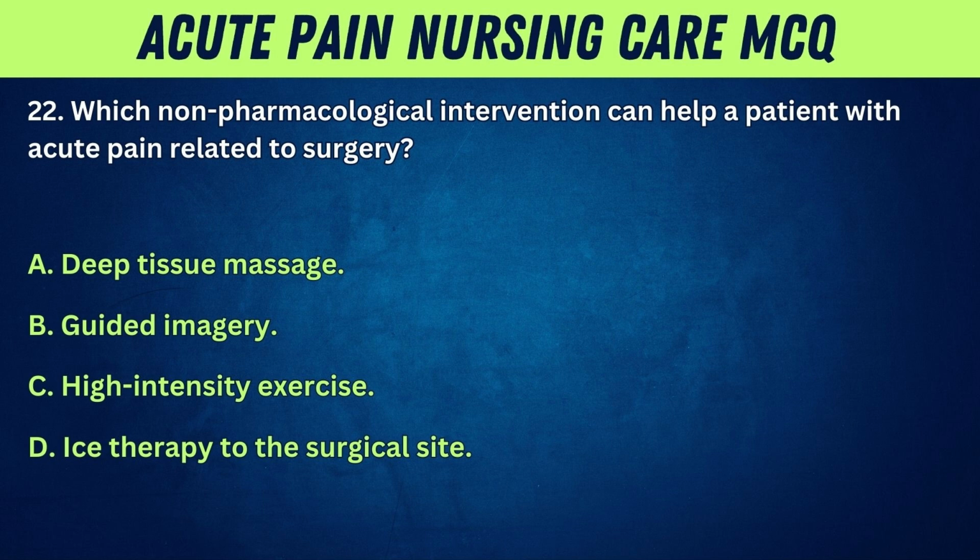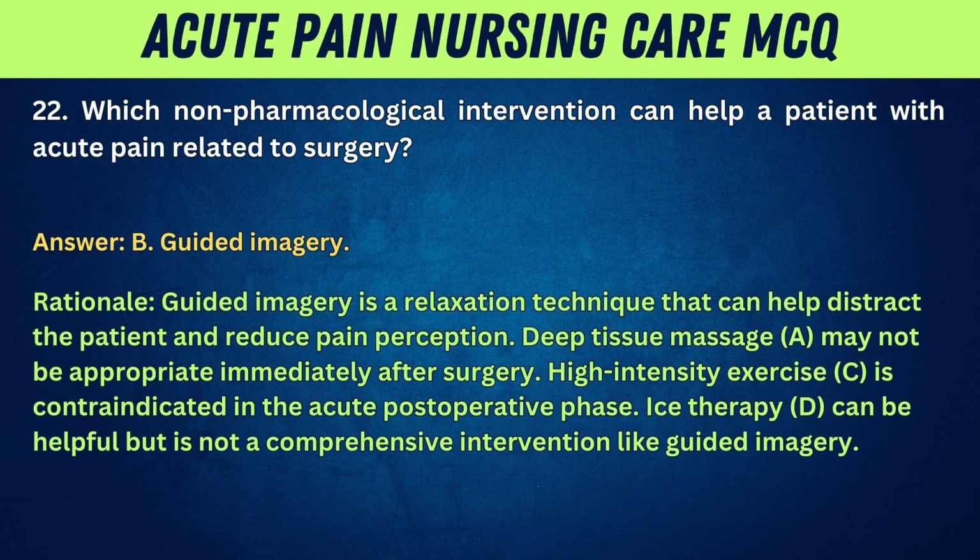22. Which non-pharmacological intervention can help a patient with acute pain related to surgery? A, deep tissue massage. B, guided imagery. C, high-intensity exercise. D, ice therapy to the surgical site. Answer: B, guided imagery.